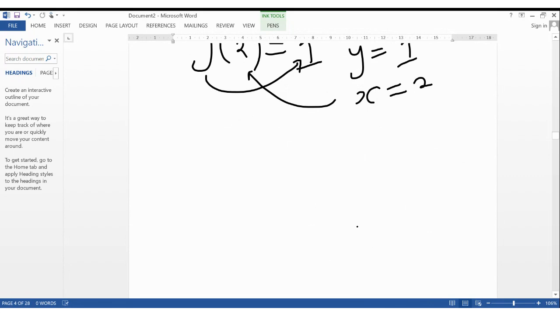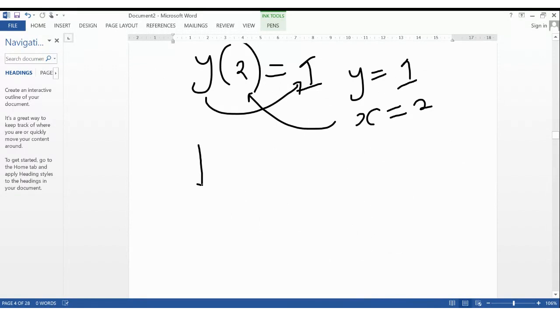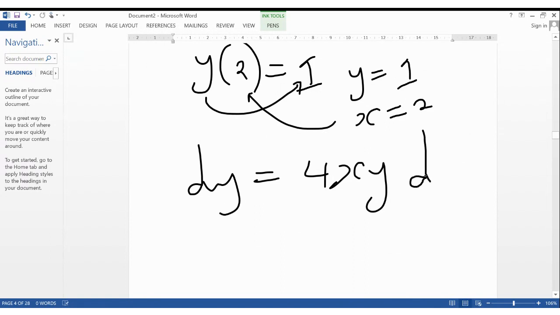This one is a separation of variables. We can't integrate first. Where is the dx? Remove the dx here. The first thing, you take that dx there, and this is what I'll get: dy is equal to 4xy, all over dx. That's the first step you do. That's step number 1 done.